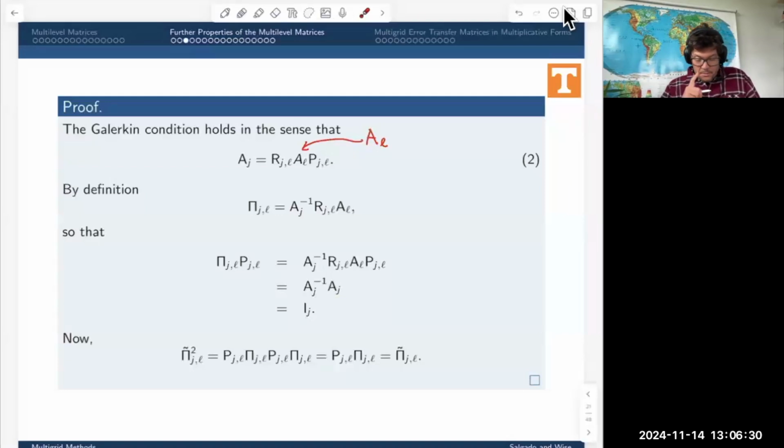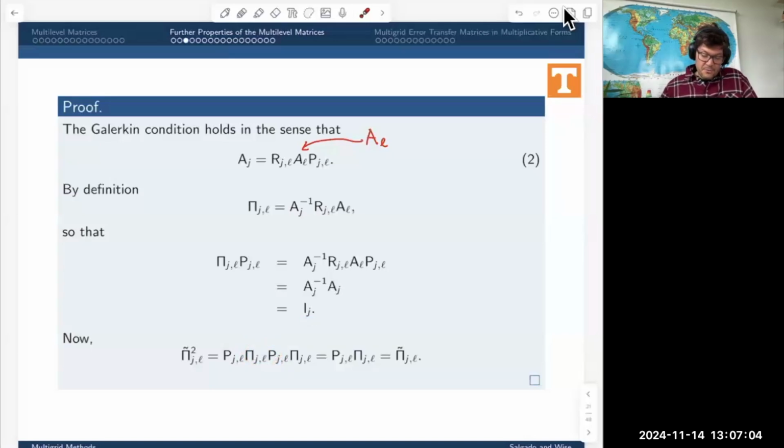What about the second part? We want to show that the pi tilde matrix is actually a prolongation matrix. That becomes pretty simple with the identity that we just proved. By definition, pi JL tilde is equal to PJL pi JL. If I'm multiplying by itself again, then I just repeat that. But now I see that this matrix here is just the identity matrix of size J.